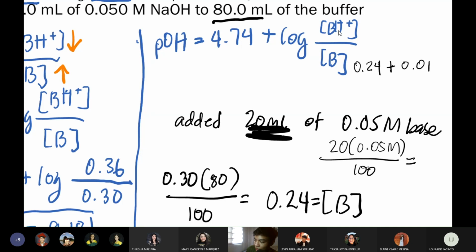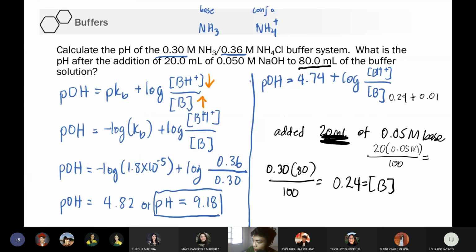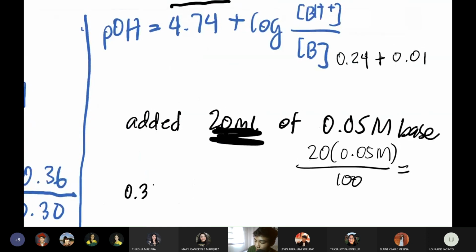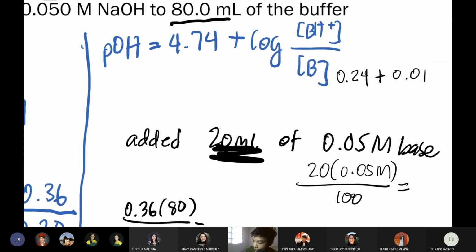How about the conjugate acid? So yung conjugate acid natin, originally that's 0.36 molar. So our conjugate acid is 0.36 molar. Alamin natin yung new concentration at 100 ml. That will be 80 ml, yan yung original. Tapos ngayon, naging 100 ml na siya. So the new concentration is 0.288.